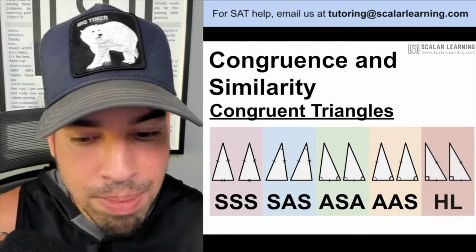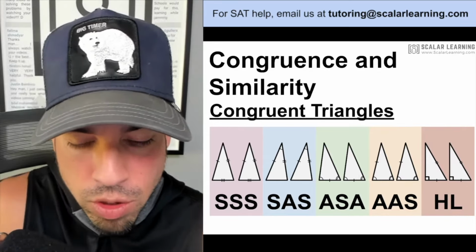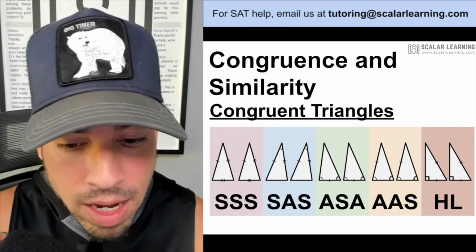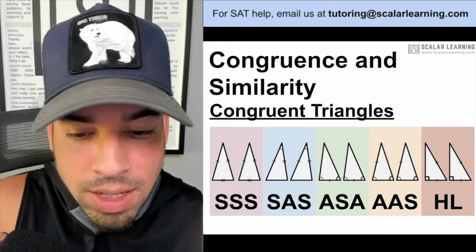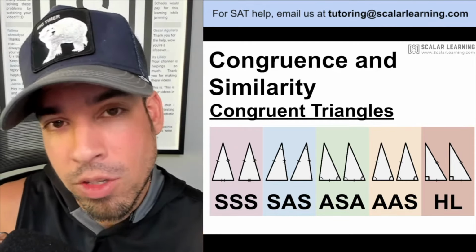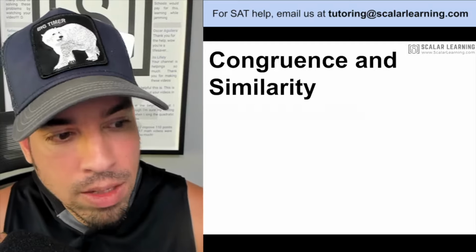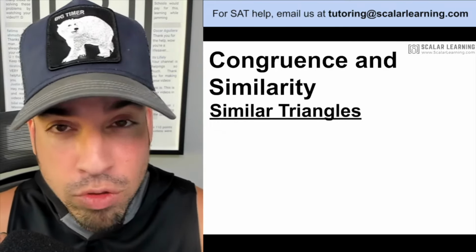And last but not least, hypotenuse, leg. This is a situation where if we know the triangles are right, meaning they both have a right angle, we've got the hypotenuses lining up, one leg lining up, you're good to go. They're congruent. And now let's talk about the similarity theorems to prove triangles are similar.